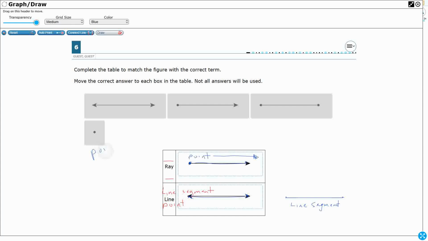And then a point. This one is obviously a point. It's just a single point in space. So that's my point. That's my line. That's my ray. And that's my line segment. And this just requires practice for our students. So those are our 2 answers. It is a 2-point problem. So let's see how we did.